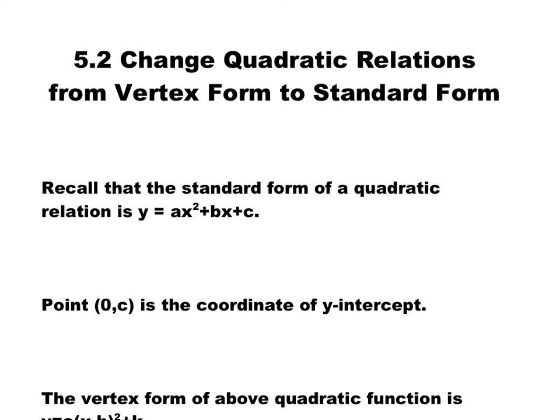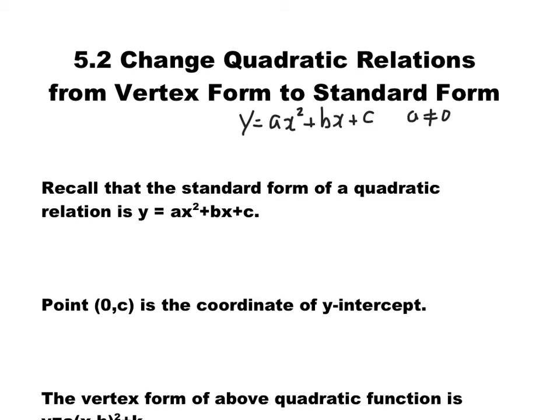In this lesson, we are going to talk about how to change the quadratic form in vertex form to standard form. Before I start talking about this concept, just remember any quadratic can be written in three different forms. The first form is the standard form, which is y is equal to ax squared plus bx plus c. A, B, C are real numbers, positive or negative, and A cannot be equal to 0.